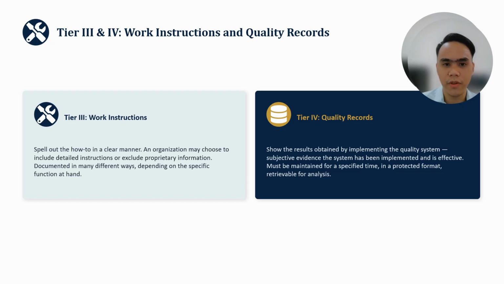And finally, the fourth tier shows the results obtained by implementing the quality system. These results are documented and maintained to form quality records, and they provide objective evidence that the system has been implemented and is effective. So, not just described on paper, but actually put into practice. Records must be maintained for a specified time in a protected format and remain retrievable for analysis. A record that can't actually be found again when you need it, during an audit or corrective action investigation, is not serving its purpose.